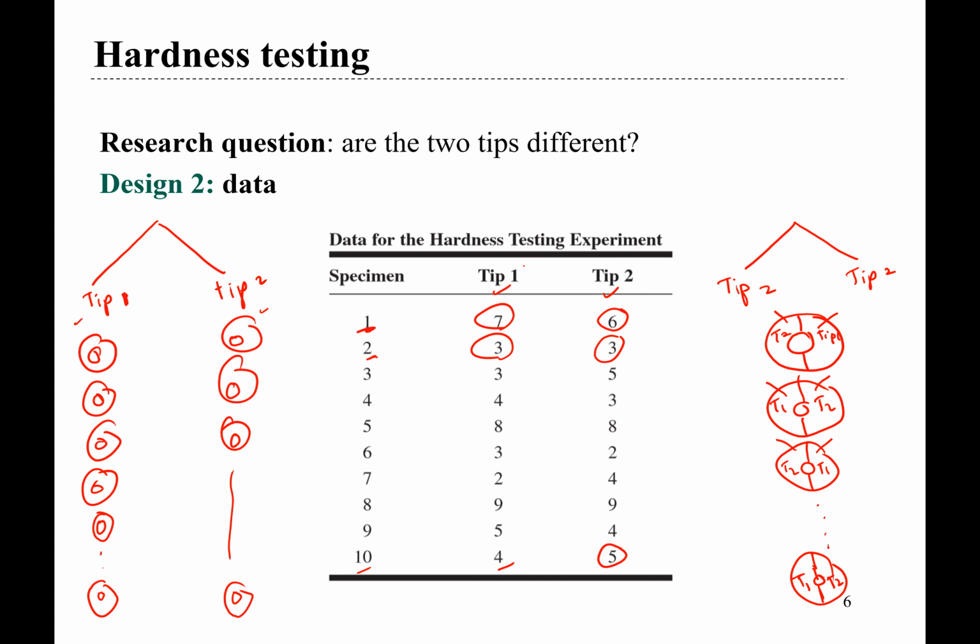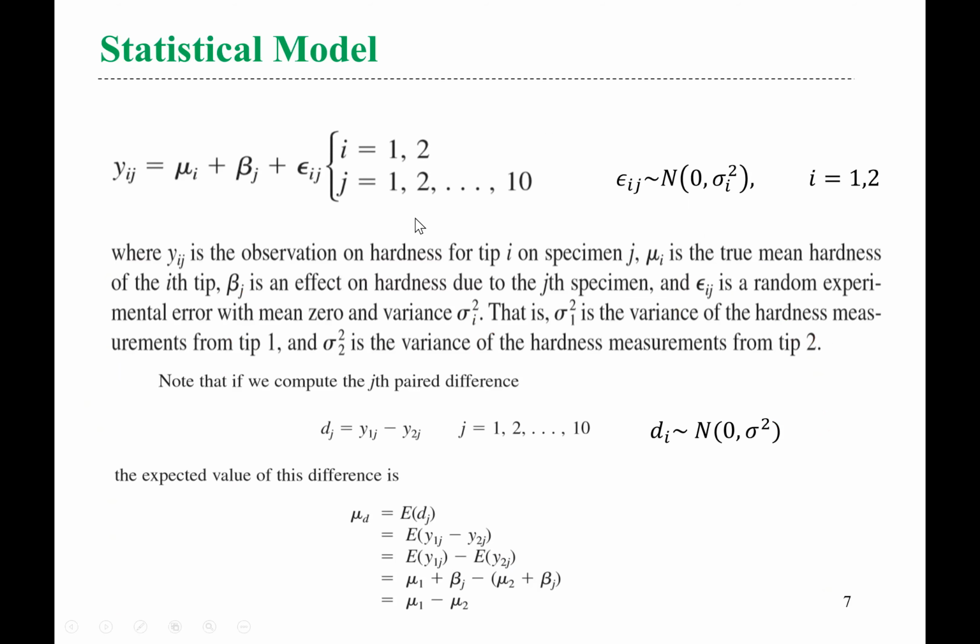I cannot work with them as independent. So what should I do? You calculate something called the difference. You work with the difference, like 7 minus 6 is 1, 3 minus 3 is 0, and for the last one, 4 minus 5 is minus 1. So you work with this group of data. Do not work with tip 1 and tip 2 separately. And then we can do the test using this D.